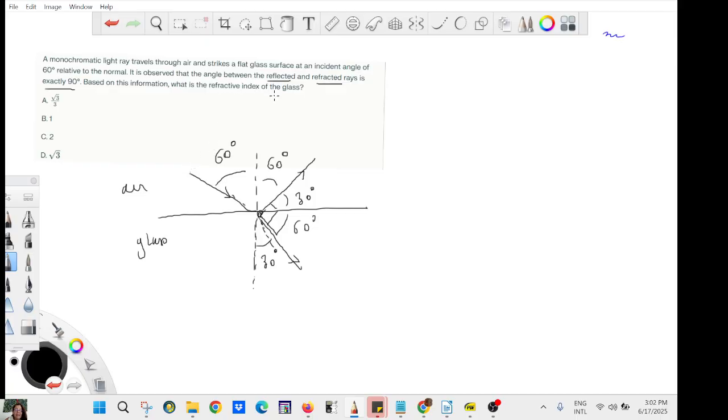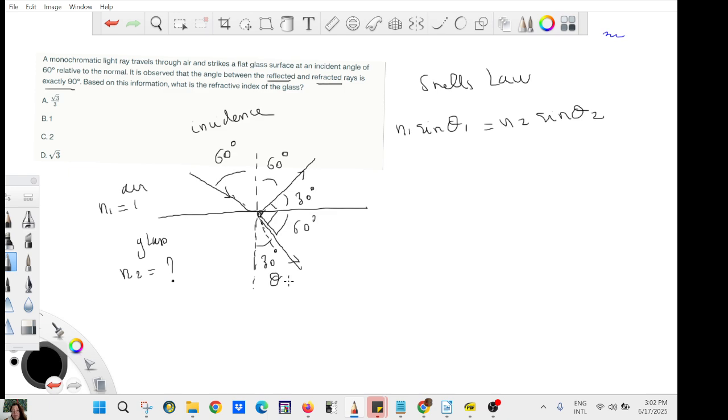Okay, what is the refractive index of the glass? So here you have n1 equals 1 because it's air, and here n2 equals question mark. So we're going to have Snell's law. You have n1 sine of the incidence angle equals n2 sine theta 2. So this is your theta 2. So n1, so 1 times sine 60 equals n2 sine 30.